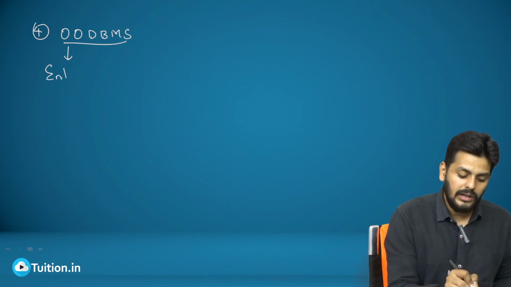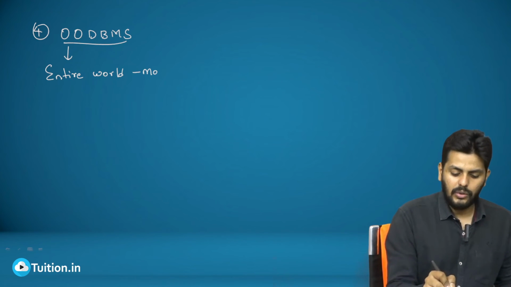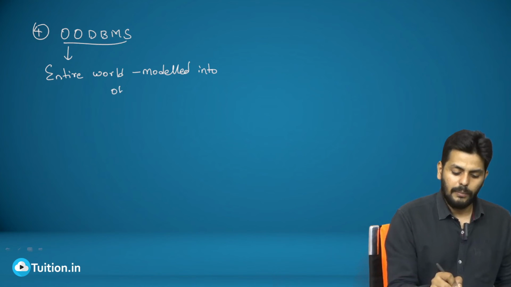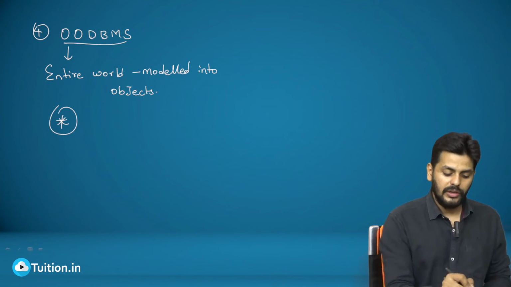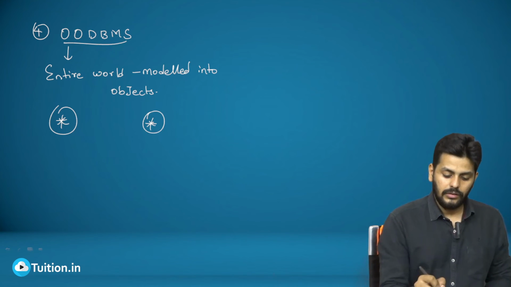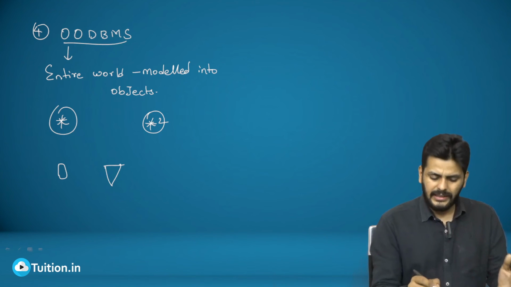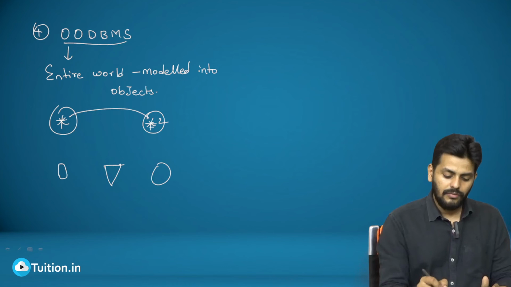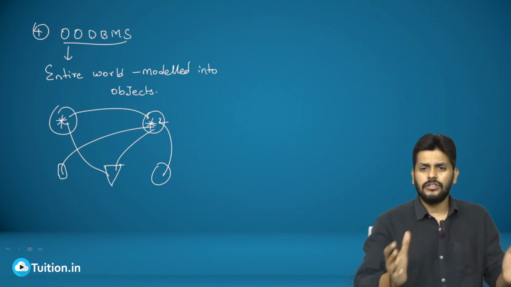The entire world is modeled into objects. So you are one object, I am one object, everything is an object. Let's say this is one object, another object, this is object 2, then we have another object 4, then we have another object 5, or anything, there are many more objects. So what we do is, from one object to the other, maybe this to this, this to this, relations are established.